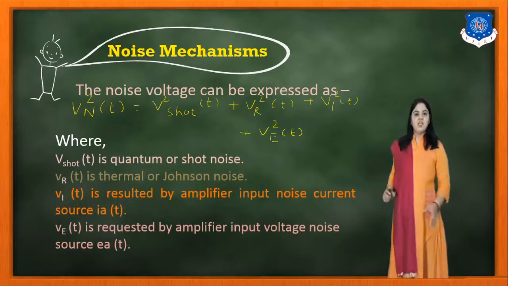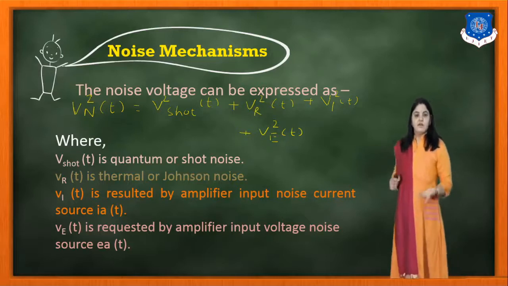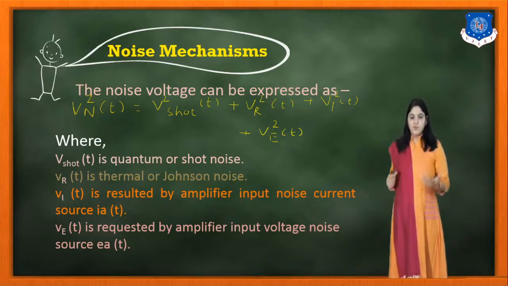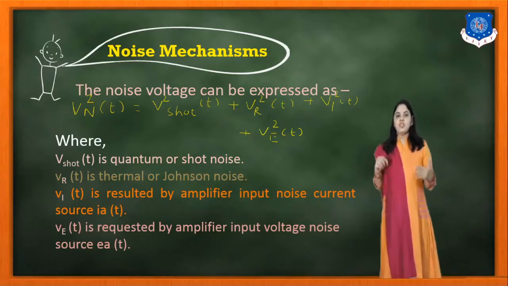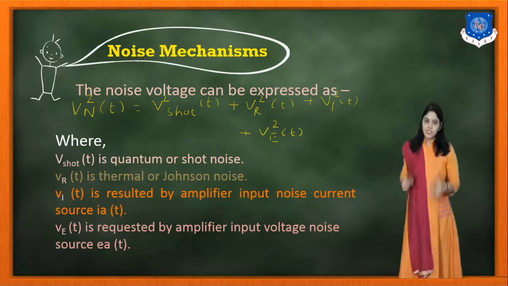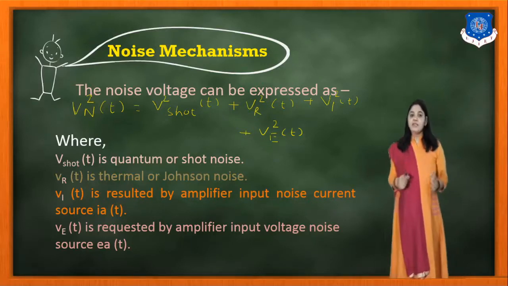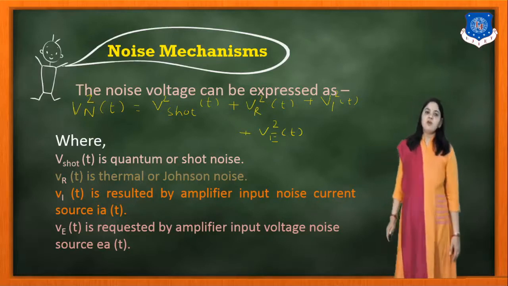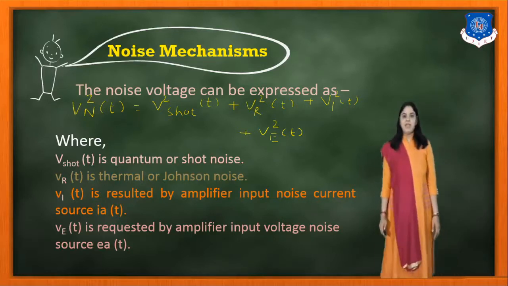So V_shot(t) is the quantum or shot noise. V_R(t) is the thermal or Johnson noise. V_I(t) results from the amplifier input noise current source, I_A(t). And what is V_E(t)? V_E(t) is produced by the amplifier input voltage noise source, E_A(t). So this is about the noise mechanisms.